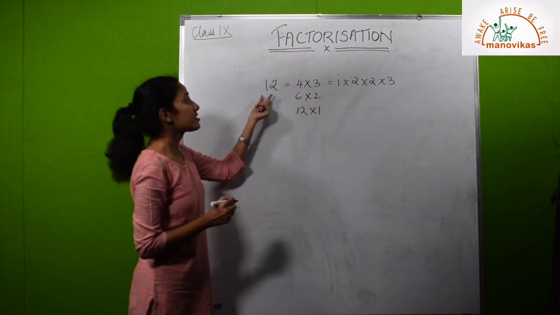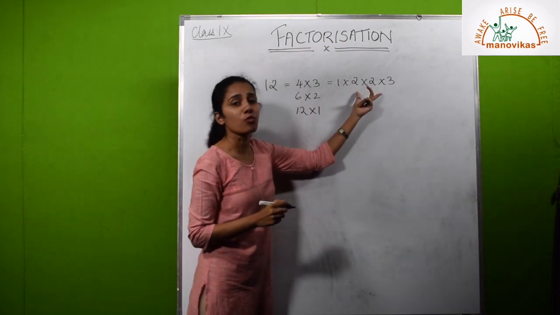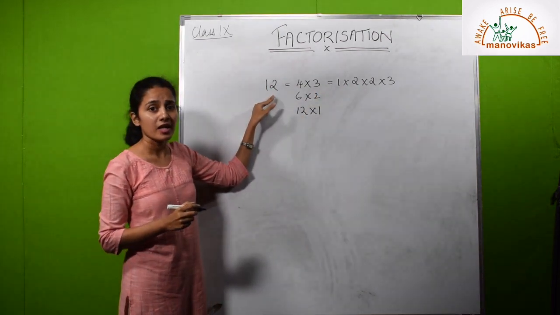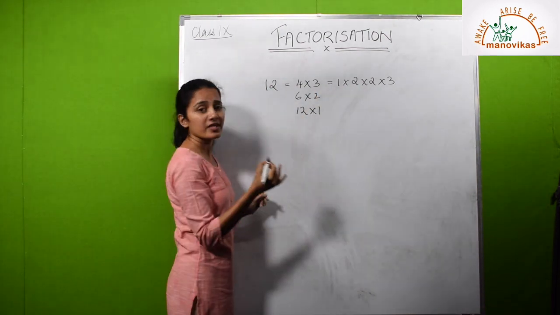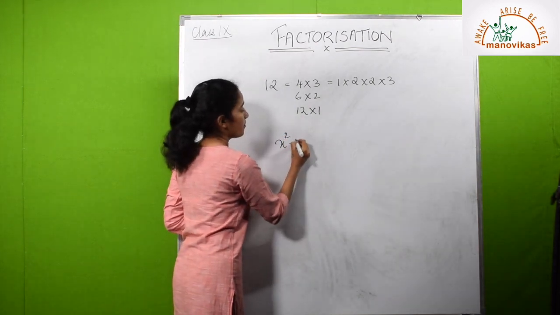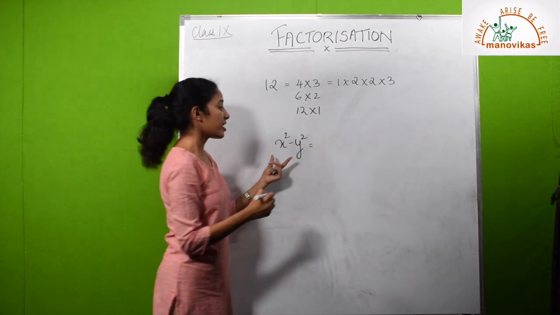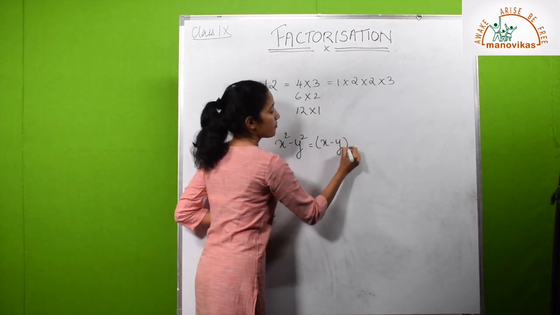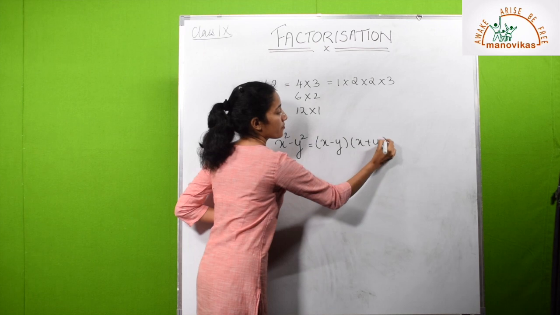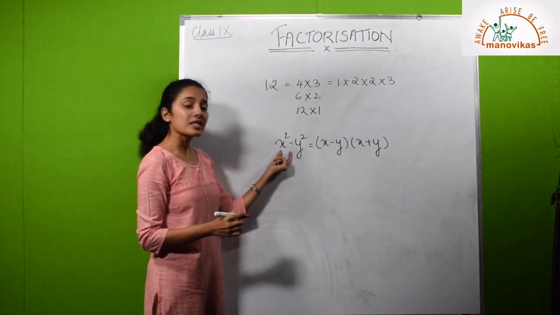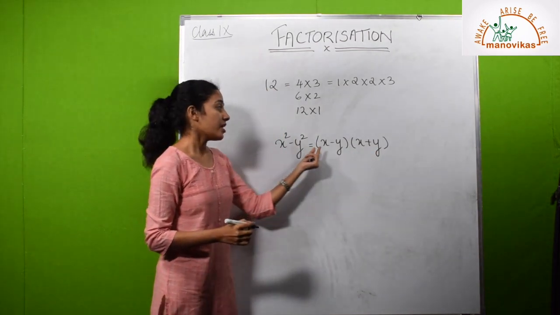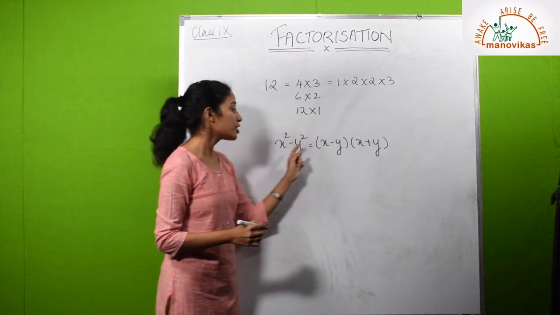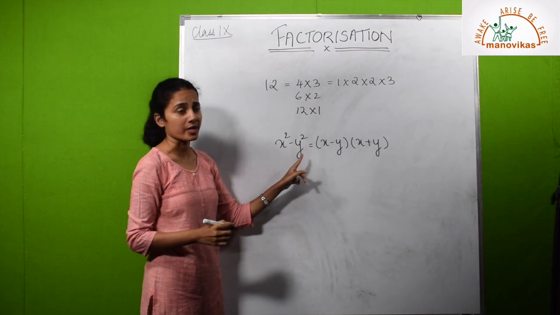That is, you see that the number 12 is broken down into smaller numbers, which when you multiply together you get the same number. In a similar way, if you have an expression, say x square minus y square, we can write this as a product of two expressions, that is x minus y and x plus y. That is breaking down this expression as x minus y and x plus y, which when you multiply together you will get x square minus y square.